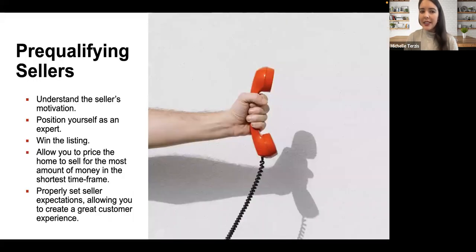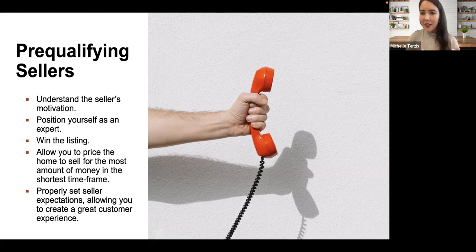Once you've qualified your sellers and you're about to go on your appointments, you have to make sure you pre-qualify them. This is a step that you take even before your appointment, after you've identified that they're a potential seller. The reason we pre-qualify sellers is so you don't waste your time, so you understand your seller's motivation 100%. It puts you in an expert position to win the listing and to properly set the expectations with the seller.